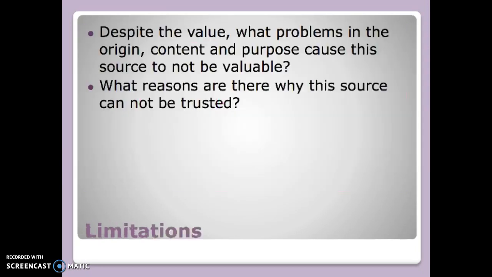Limitations can be a little more tricky to handle, and sometimes content doesn't always work for limitations, and I'll explain why a little bit later, but you can definitely link origin and purpose back to limitations. So press pause now and have a go.